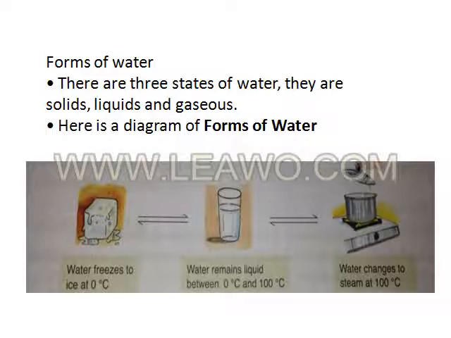There are three forms of water: ice, that is the solid state, and when this ice melts, it turns into the liquid state, and when we heat water, there will be formation of steam, or we can say water vapor, which changes into steam on heating. So this is the third form of water. We can call it the gaseous state.